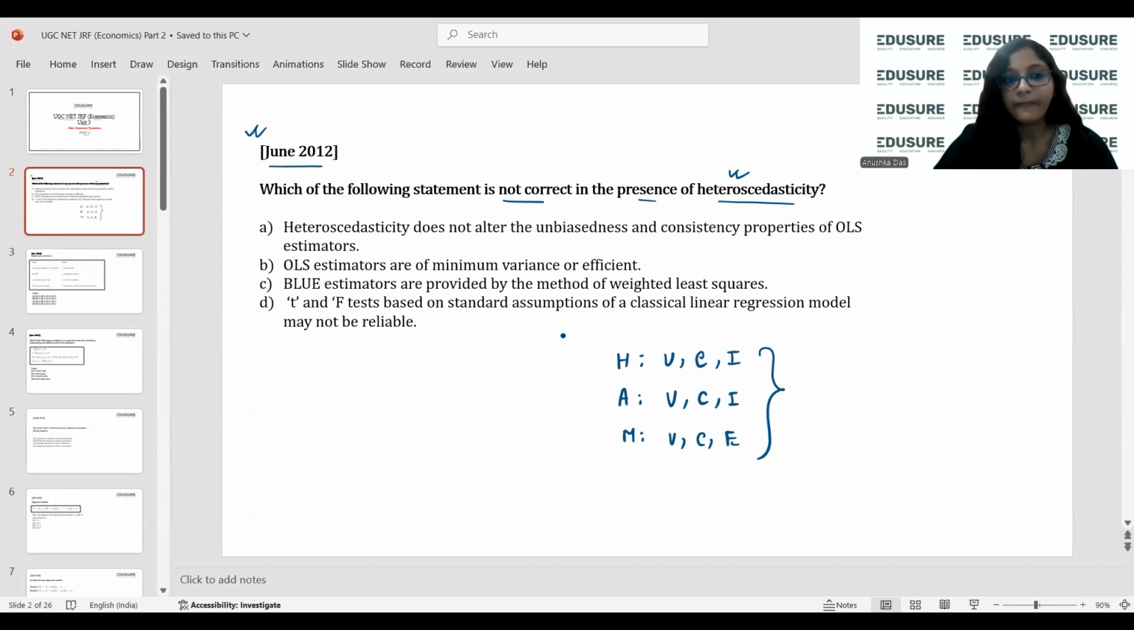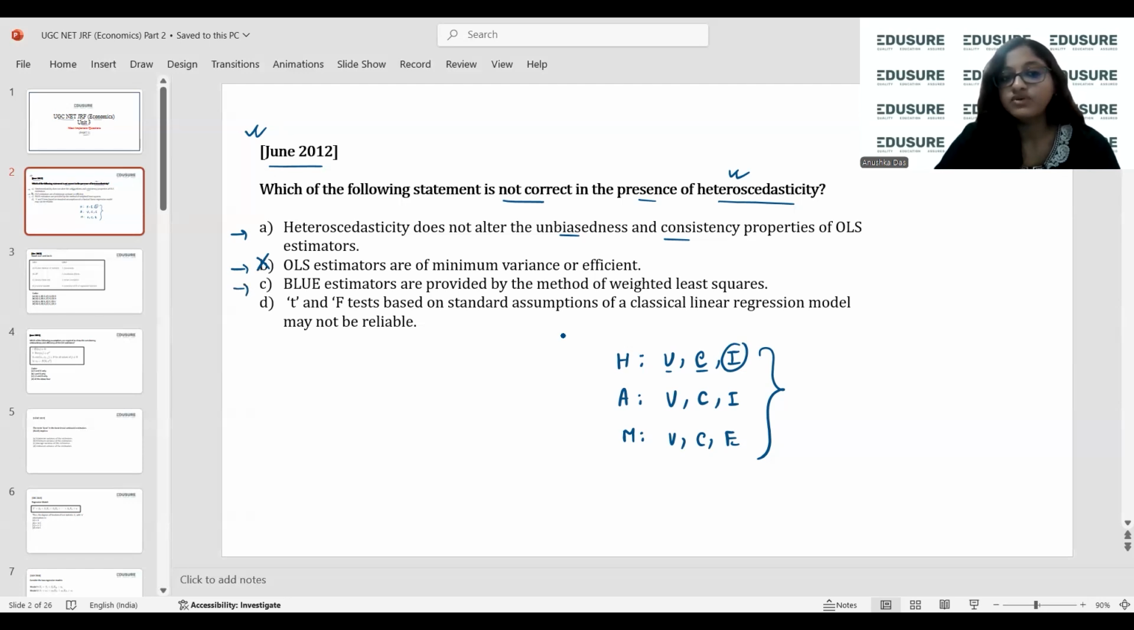So let us see. The first option, heteroscedasticity does not alter the unbiasedness and the consistency property, is absolutely true. That is what we discussed, that unbiasedness and consistency hold. The second option says OLS estimators are of minimum variance or are efficient. So efficiency is not holding, it is inefficient. That is why it is a wrong statement, and that is what we have to find out. We have to find out all the incorrect statements, so this will be one of them.